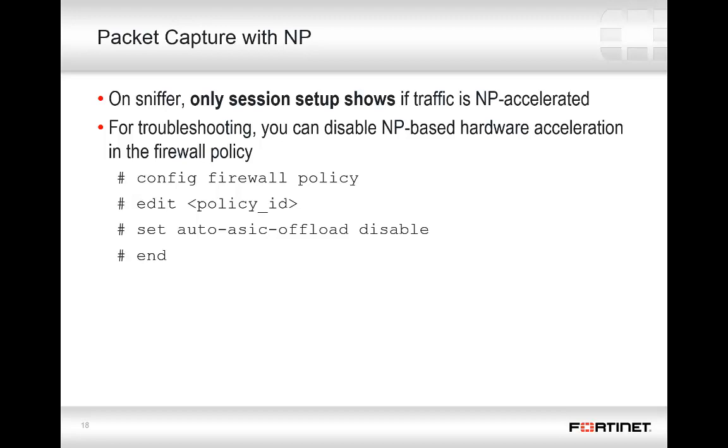For the same reason that NP causes differences in your session list, NP also causes differences during packet capture. On FortiGate, the kernel uses the CPU for packet capture. So once a session is offloaded to NP, the CLI command diag sniffer packet won't show packets after that. If you require capture of all the session's packets, temporarily disable hardware acceleration. Note that depending on your FortiGate model and configuration, this can significantly decrease performance. So re-enable hardware acceleration once you finish packet capture.